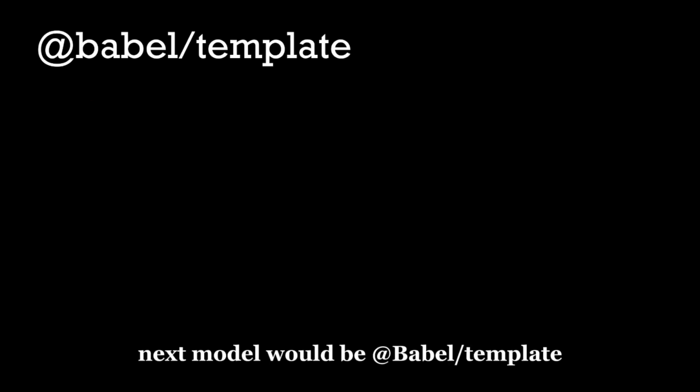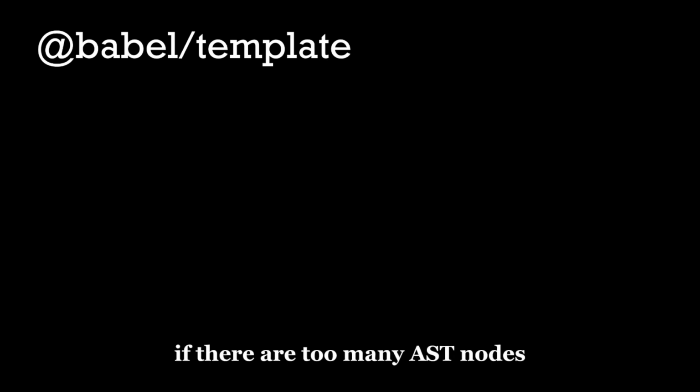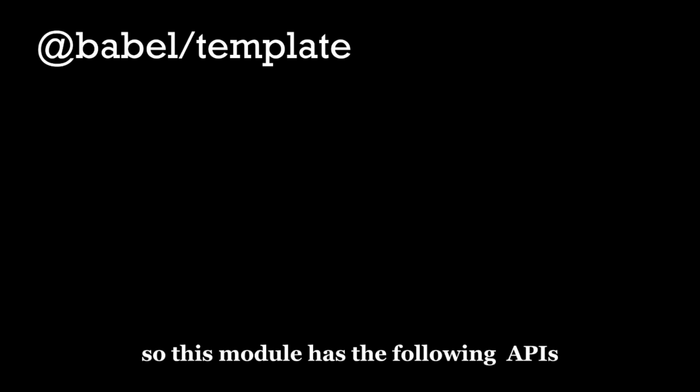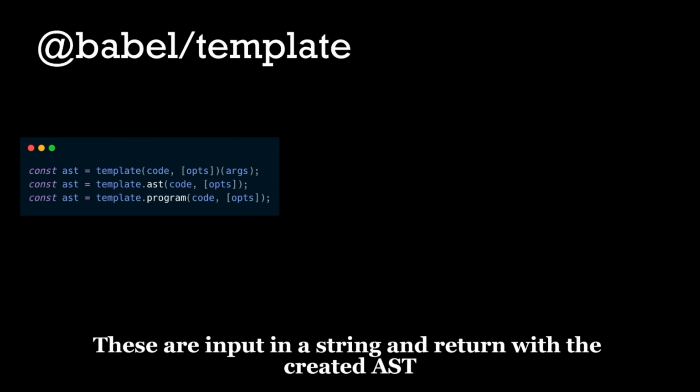Next module would be Babel template. Creating AST through Babel types is quite troublesome. It needs to be created one by one and then assembled. If there are too many AST nodes, you need to write a lot of code. You can use the Babel template module to create in batches. So this module has the following APIs, and these take input as a string and return the created AST.